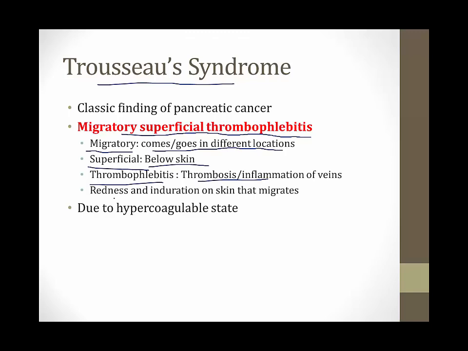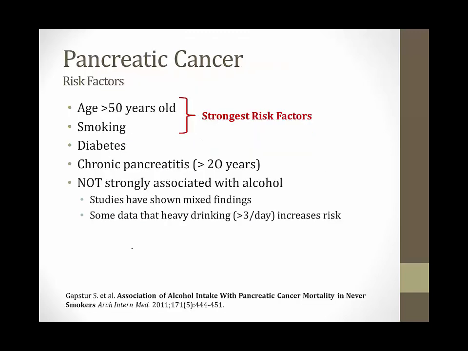Essentially, this presents as redness and induration on the skin that migrates. So the patient will have redness and induration, for example, on their leg, and then it will go away, and a few weeks later it will occur in their arm, and then a few weeks later it will occur in the other leg. That is migratory superficial thrombophlebitis, characteristic of Trousseau's syndrome, and this is all due to the hypercoagulable state of pancreatic cancer.